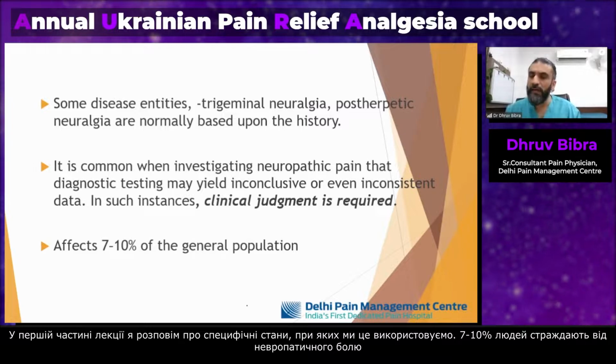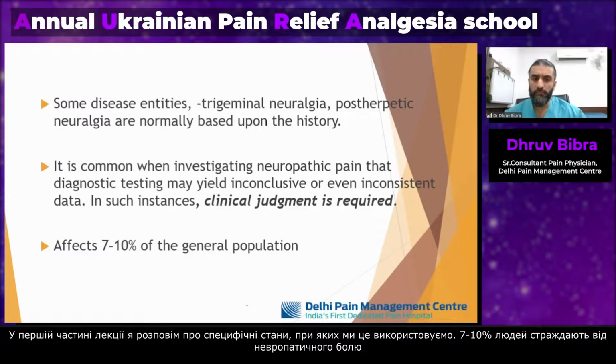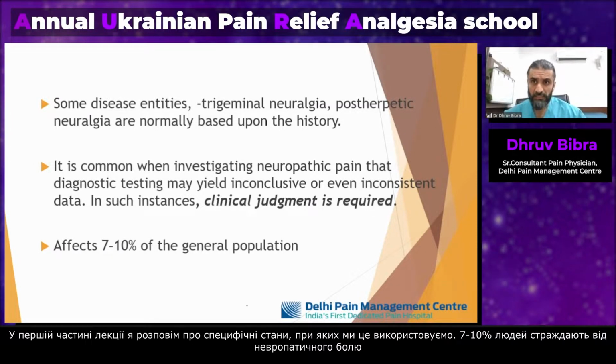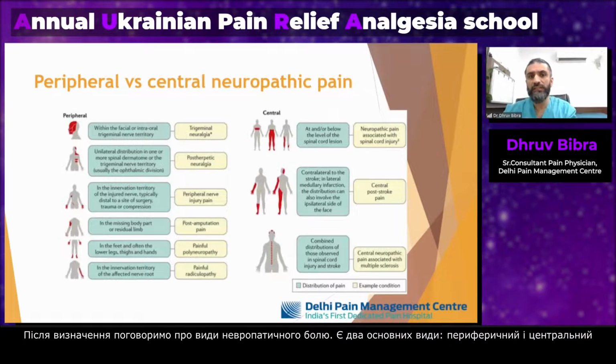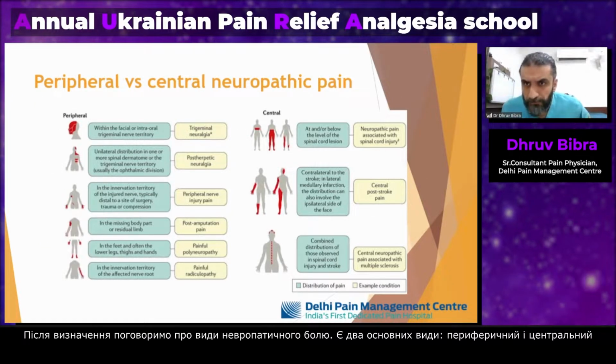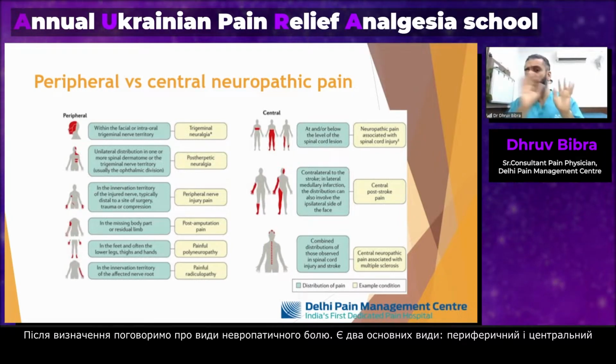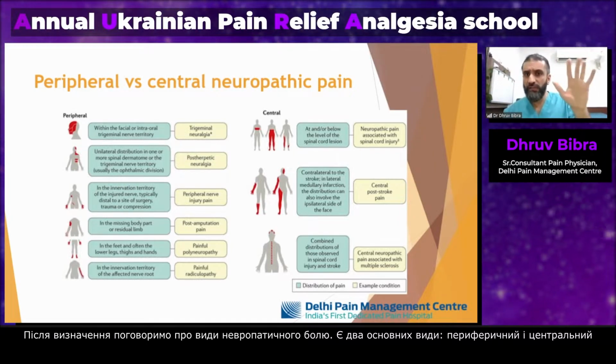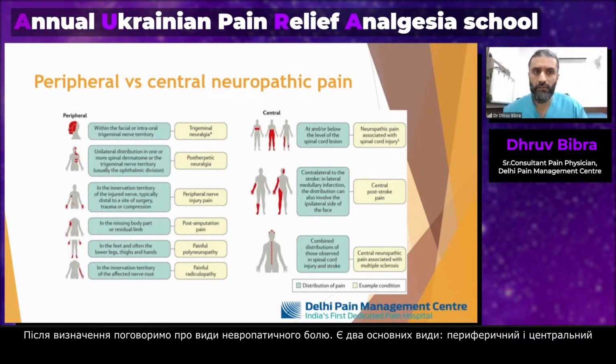Now, these are American data which say that around 7 to 10% of the general population suffer from neuropathic pain. So after the definition, now what are the different types? There are two basic types. One is the peripheral neuropathic pain, and then you have the central neuropathic pain.